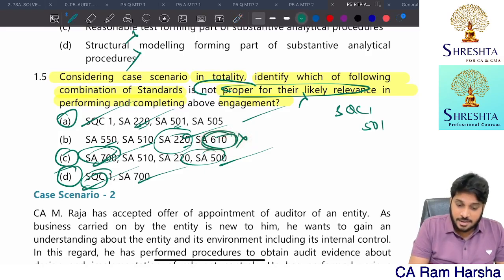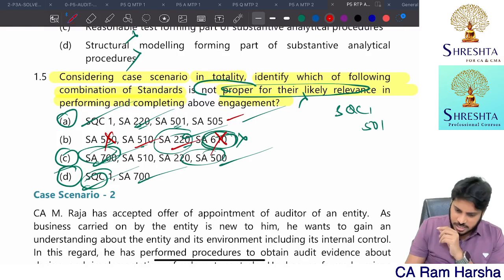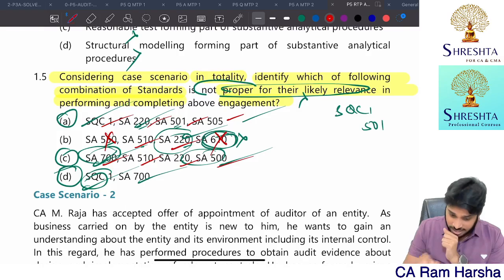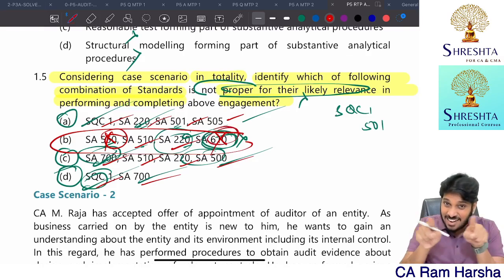610 is not relevant. 550 is not relevant. 510 might be relevant. 210 might be relevant. SQC is relevant. Here only one item we will eliminate. 505 external confirmation, inventory, 220, SQC all are relevant. 700, 510, 220, 500 all are relevant. SQC 1, 700 all are relevant. I feel in this option, two options are not relevant. Only in option B, irrelevant standards were discussed. So that's why I will select B.